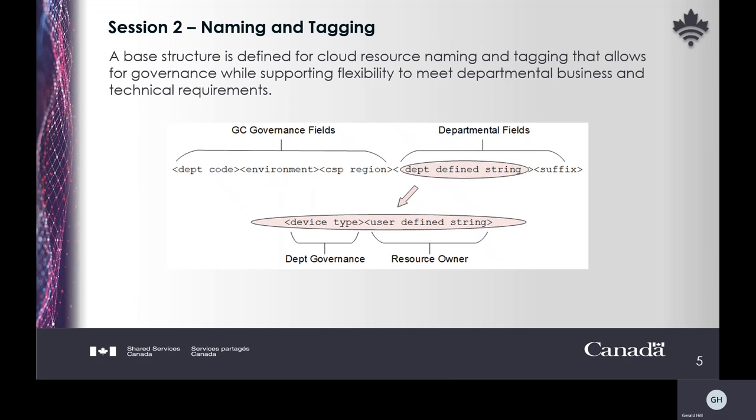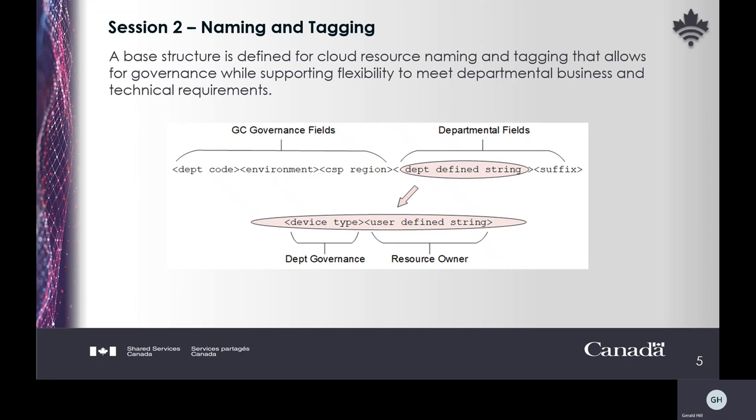Naming and tagging. Early on, we were tasked with creating some standards around naming and tagging. This governance is very important. It was something that was asked to be developed by CSE and TBS, and SSE has taken that on. Basically, our goal here was to create a governance framework that also supported maximum flexibility to meet different departments' business and technical requirements.